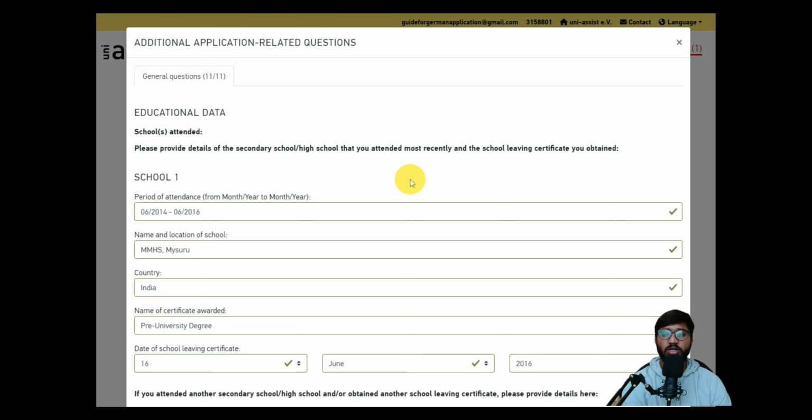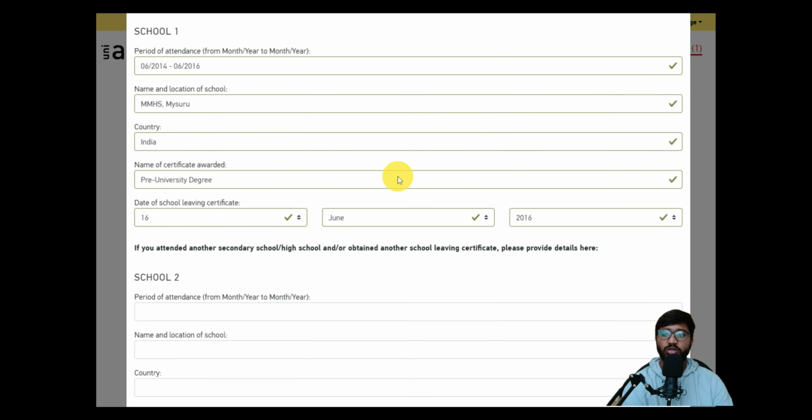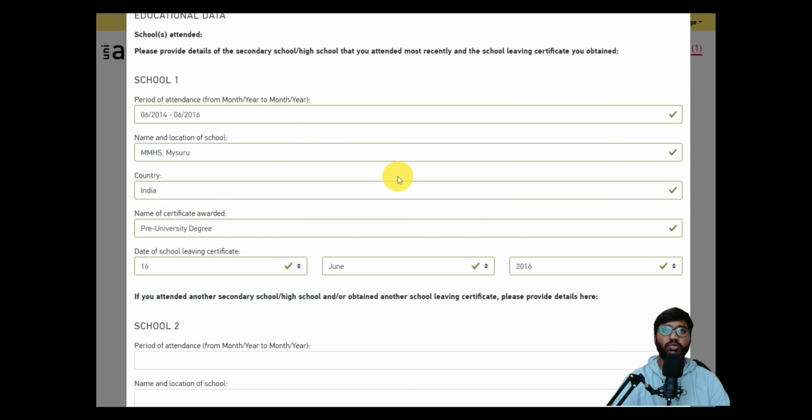So for the school leaving certificate here, they will usually have school 1 and school 2. Usually how I divide is school 1 would be your PUC, which is your 12th, and people who have not done PUC or 12th can give their diploma here. So first we will fill in school 1. School 1 will be for 2 years, which you have done for 11th and 12th, some people call it, or pre-university college, which we usually call it in Karnataka.